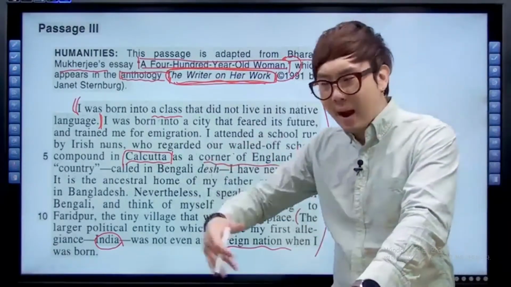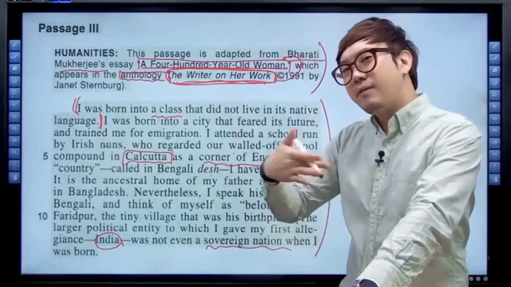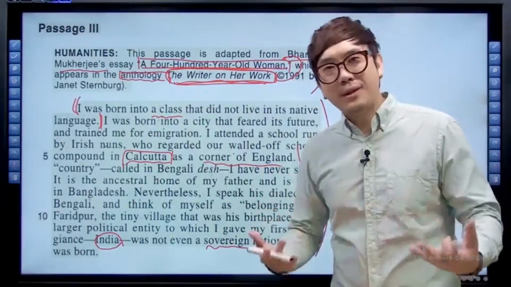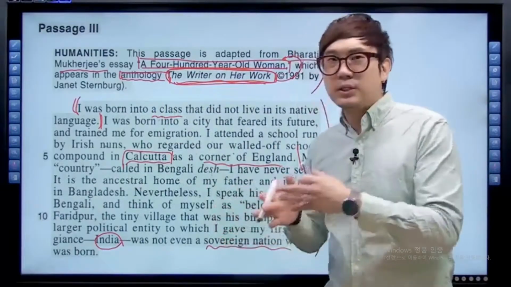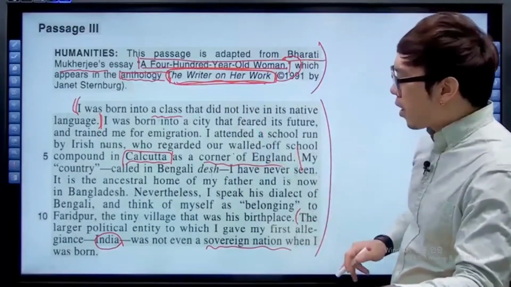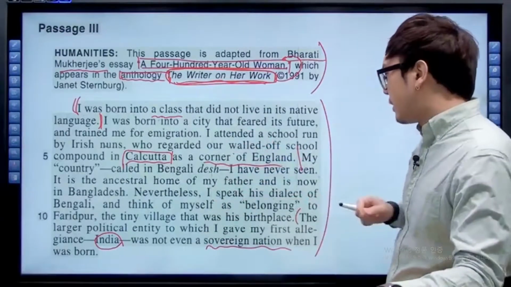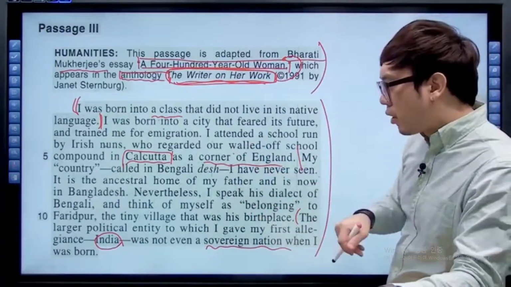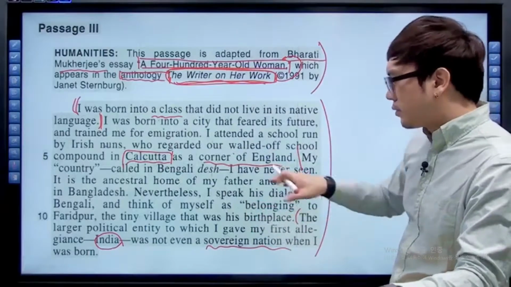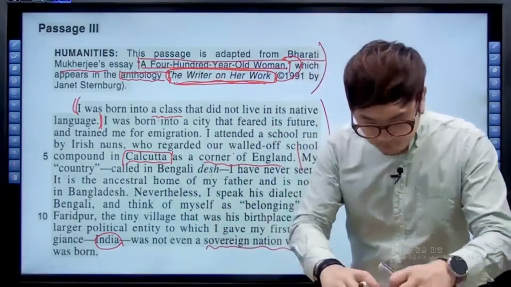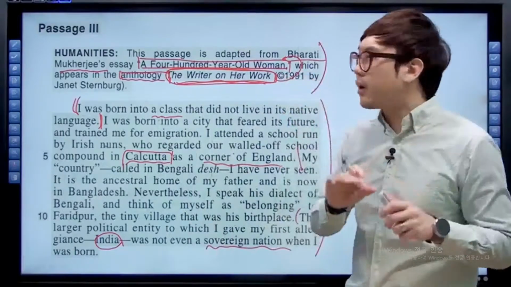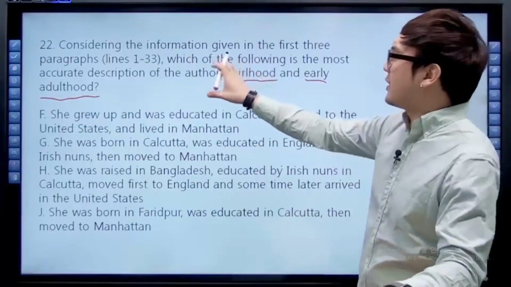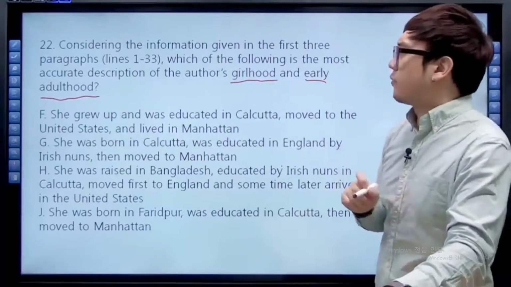And so I guess her parents are from Bangladesh, but they live in Calcutta, and she believes that her inherent heritage is from Bangladesh as well as Calcutta, because she grew up there. Nevertheless, I speak his dialect of Bengali and think of myself as belonging to Faridpur, the tiny village that was his birthplace, right? So she believes that she's from this part of England, Bangladesh and Calcutta, and so on. Now, if that's the idea, what would be the most accurate description of the author's girlhood?